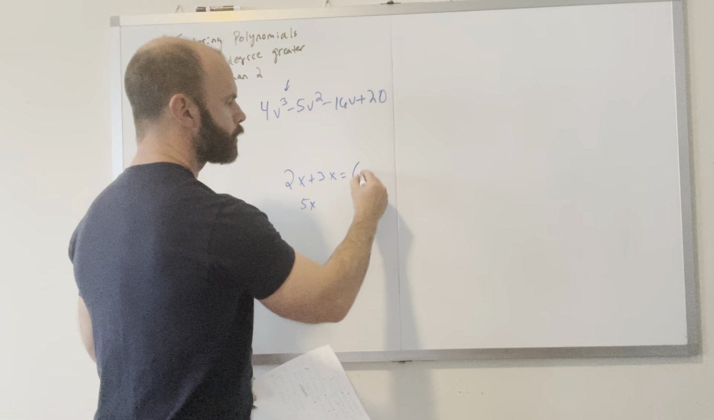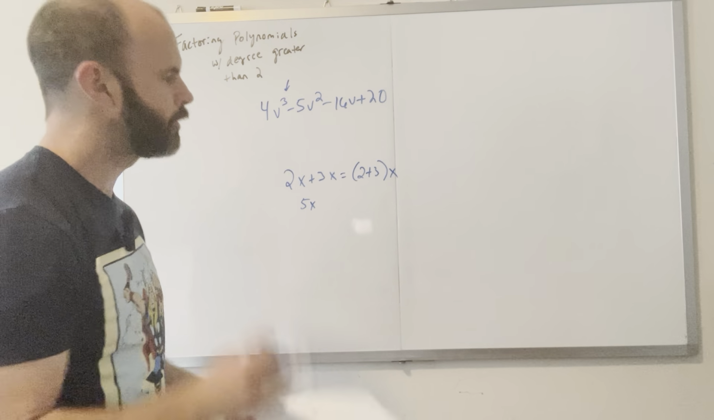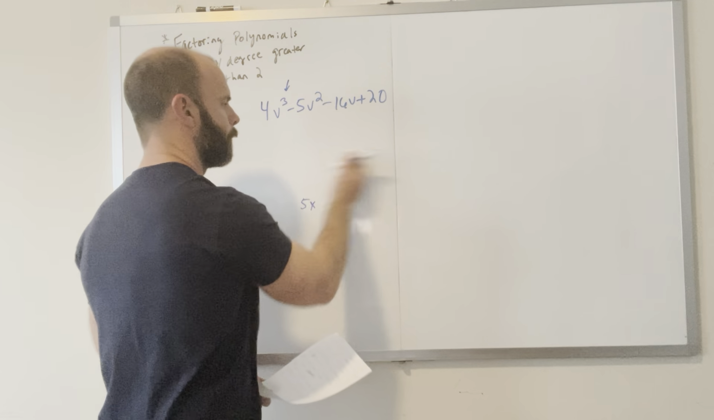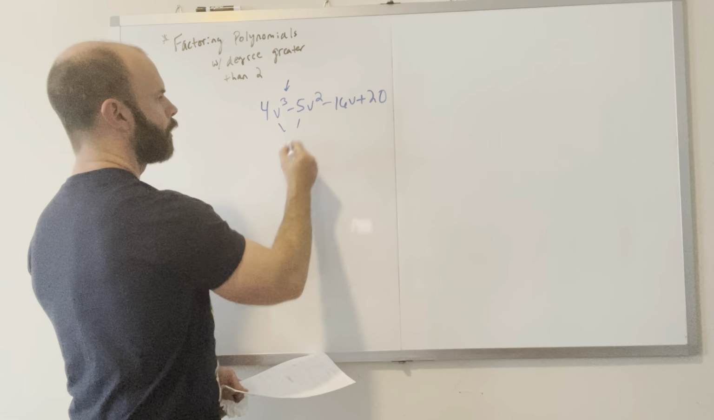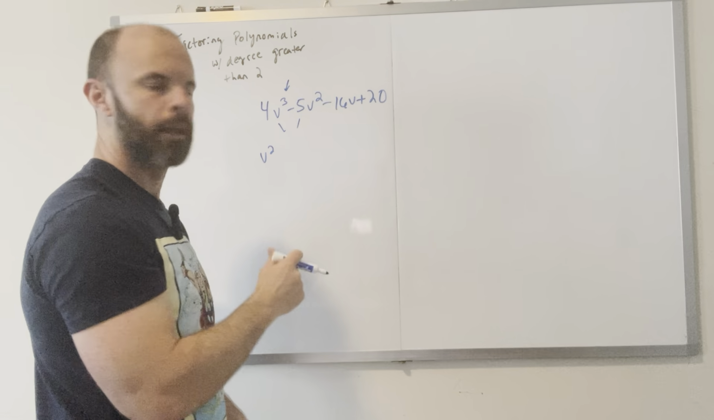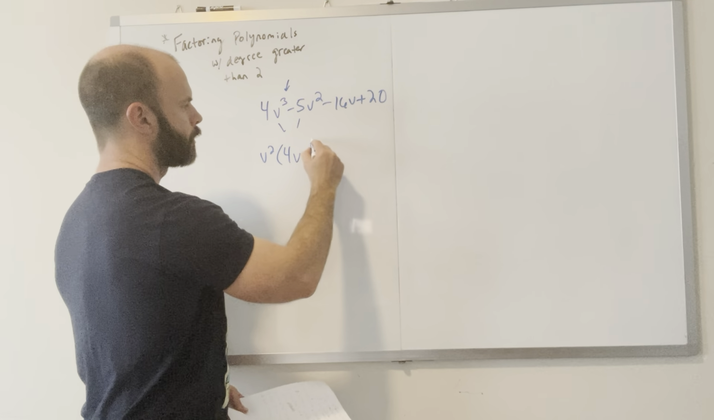But really it's 2 plus 3x. That's how I actually think of it. Okay, so keep that in mind because it's important right here. So right here, I'm going to say, all right, well, I can pull out from here a v squared. Okay, so when I pull out v squared, I get 4v minus 5.